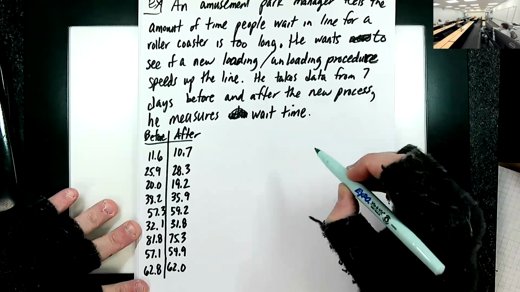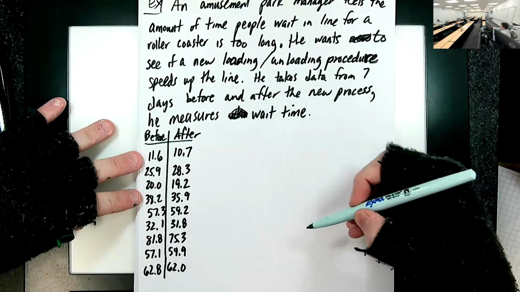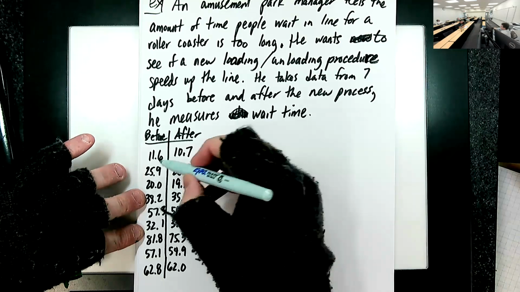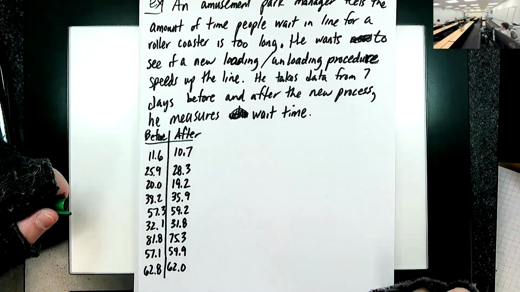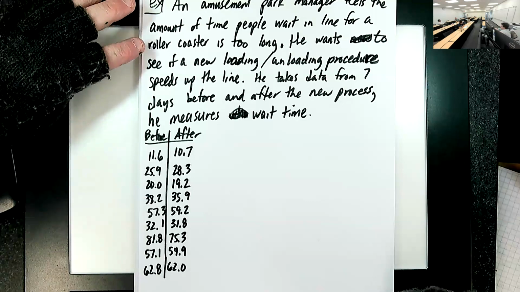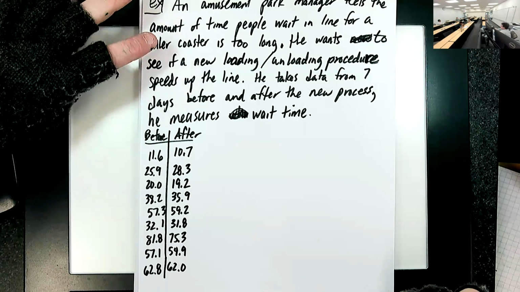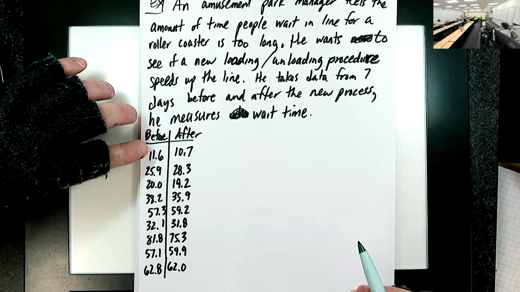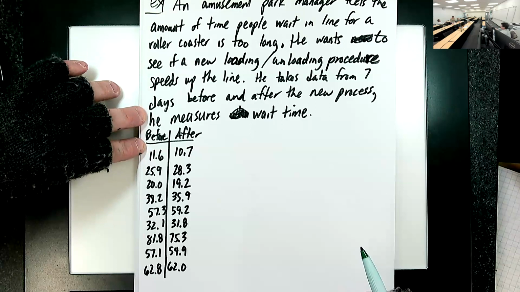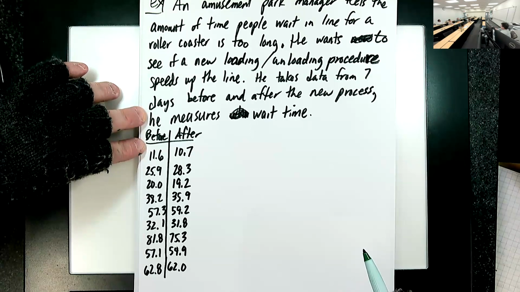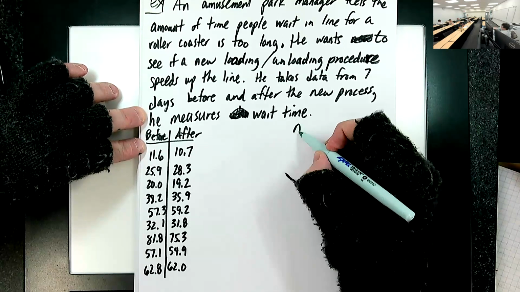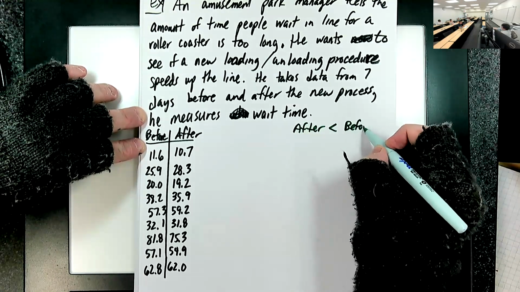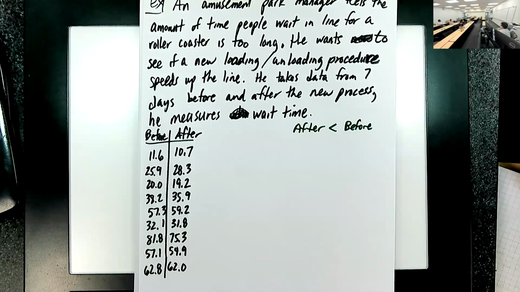Alright, so. These are paired up. I didn't list the days and the times of the week, but they're paired left to right like this. So he wants to know if the new loading procedure speeds up the line. How would that reflect in the before and after? After should be less than before, right? That makes sense to me.